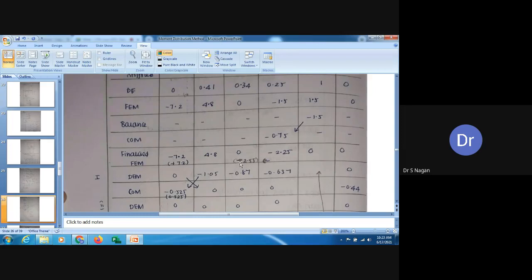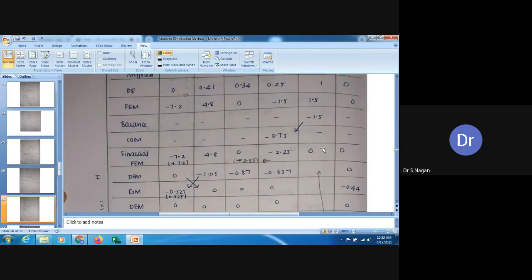After writing this minus 2.55 within brackets using pencil, add these three values. 4.8 minus 2.25 minus 2.55, I should get 0. If you have wrongly written plus 2.55, say initially the students have made a mistake here, they have written plus 2.55 and finally they corrected it. If you have made a mistake as plus 2.55, by adding these three, I will not get 0. Therefore, this is more important.